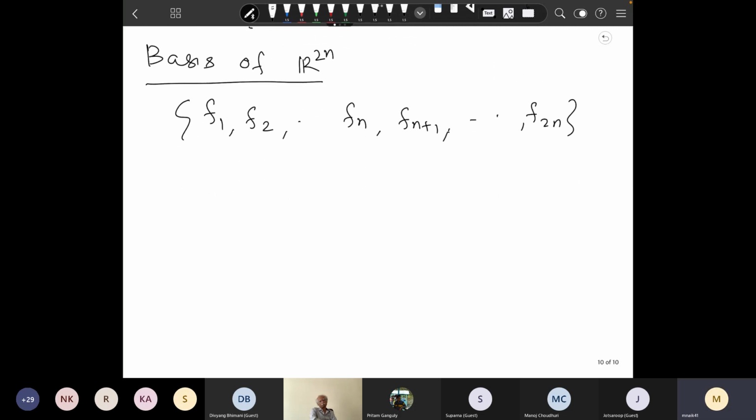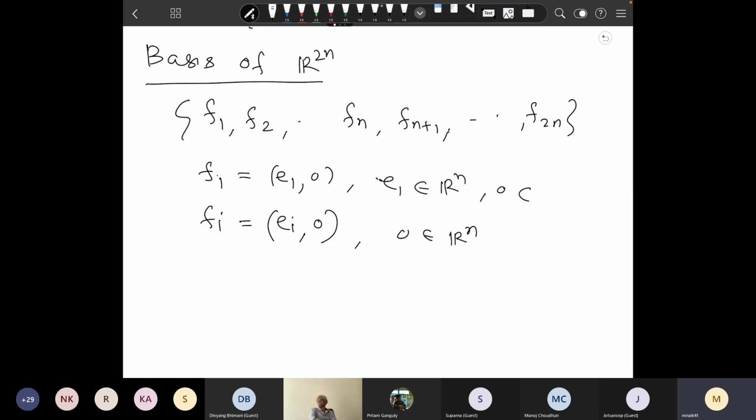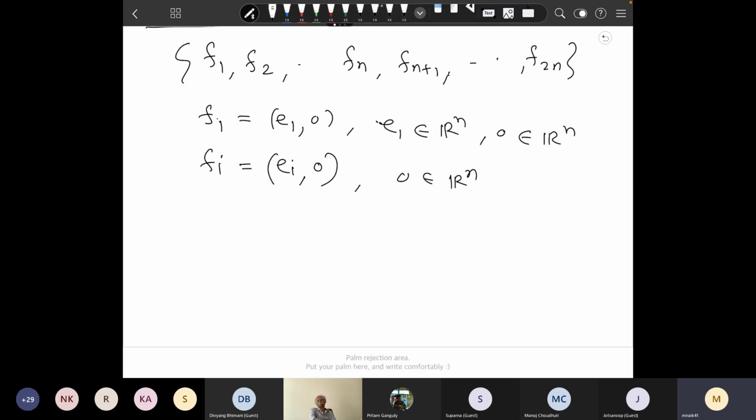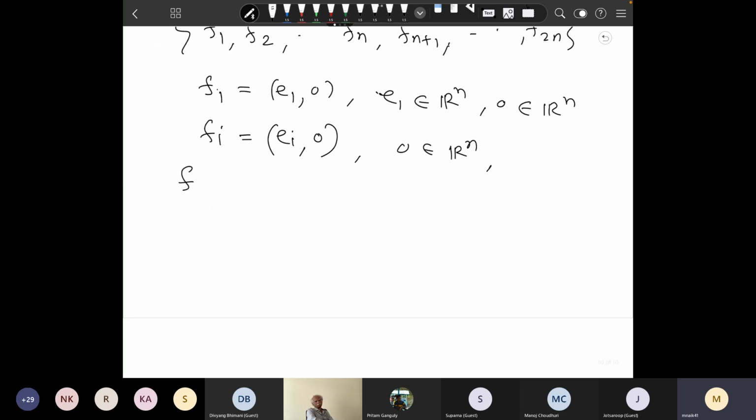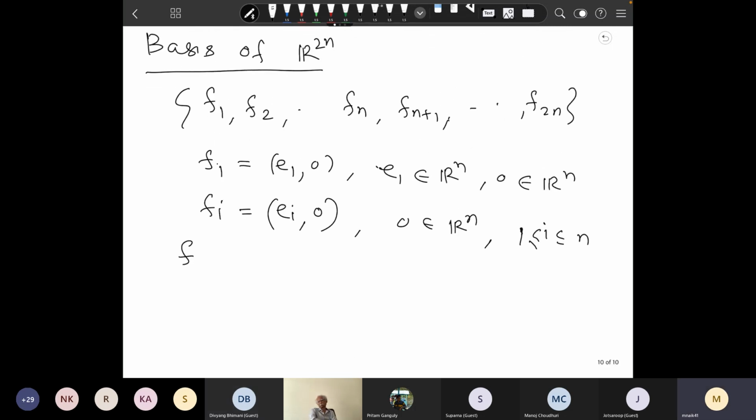Okay, so now F1 is nothing but E1, 0. So Fi is nothing but Ei, 0, where 0 is in Rn. E1 belongs to Rn and 0 belongs to Rn. So Fi is Ei, 0, so here i is 1 less than equal to n. You observe this Fn plus 1. This is nothing but J of F1.